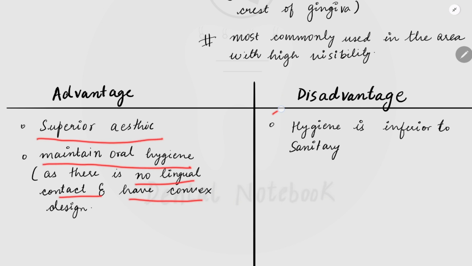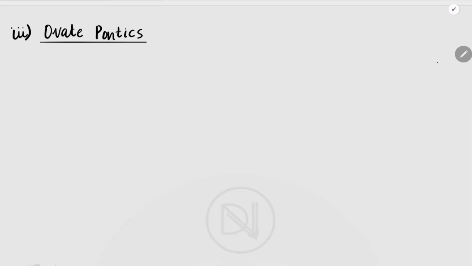The disadvantage here only is that hygiene is superior but it is inferior to the sanitary Pontics. Now next coming to the ovate Pontic. So here, as the name suggests, ovate means oval. So it is oval in shape and all the surfaces are convex here.